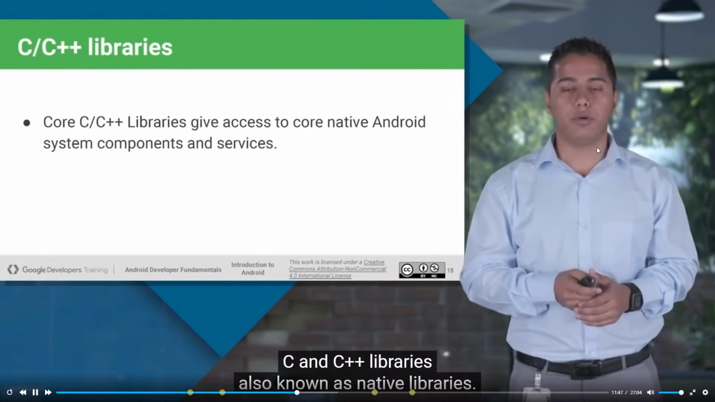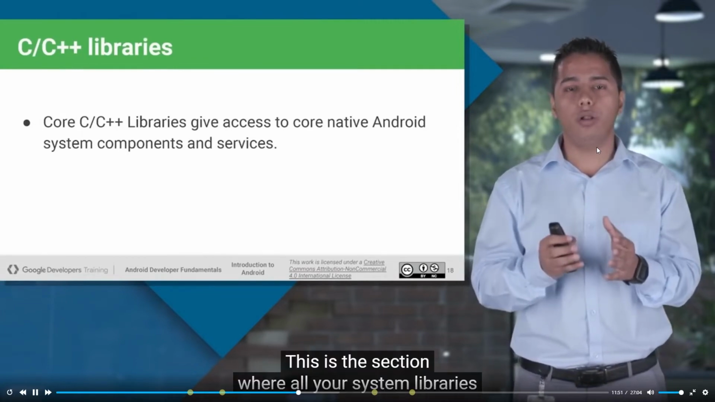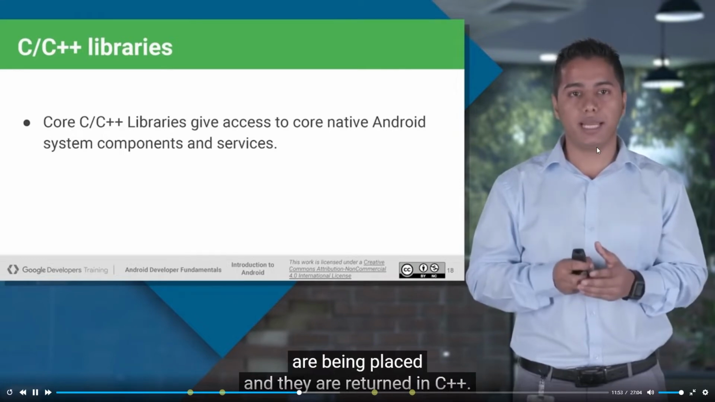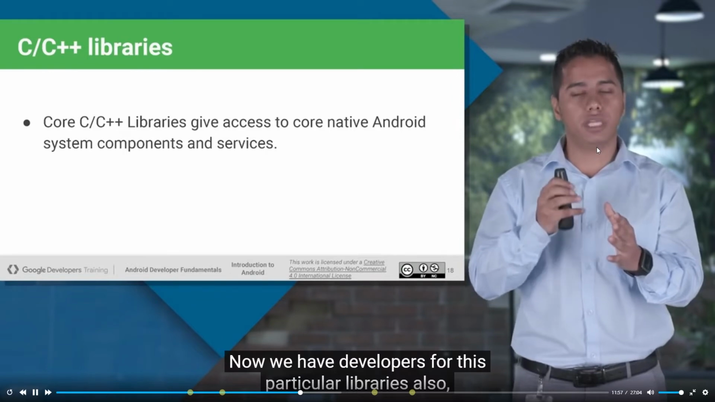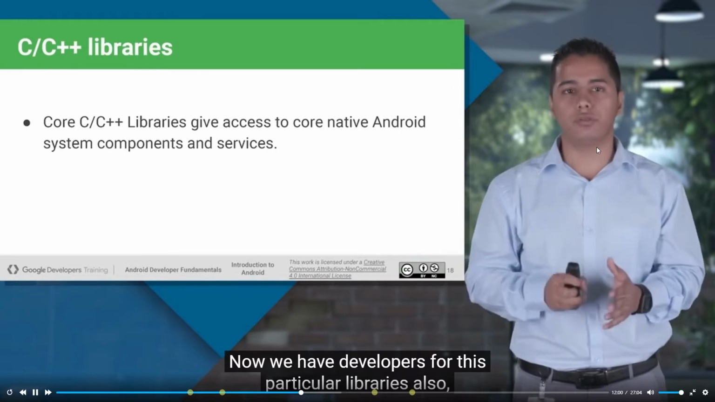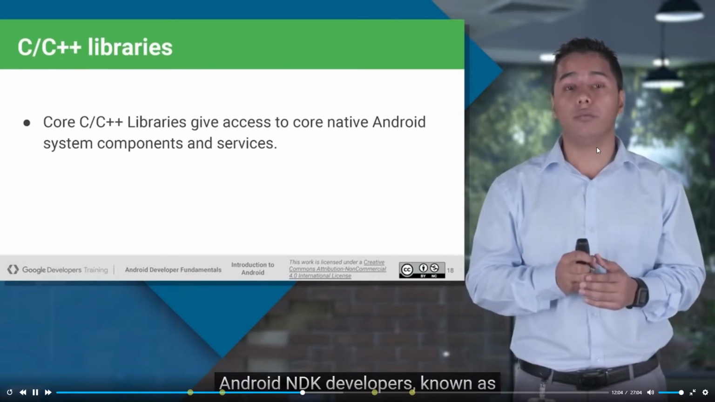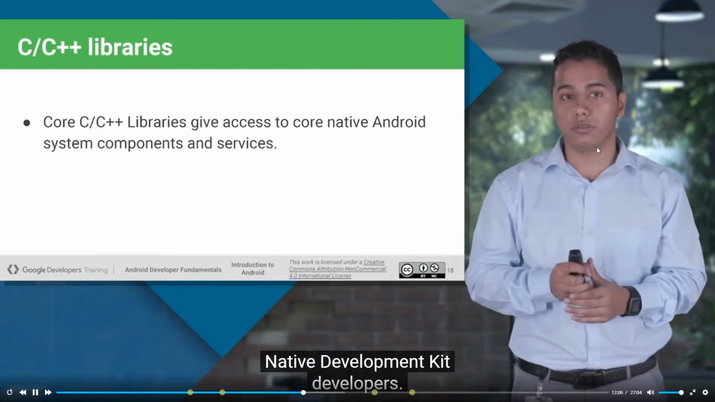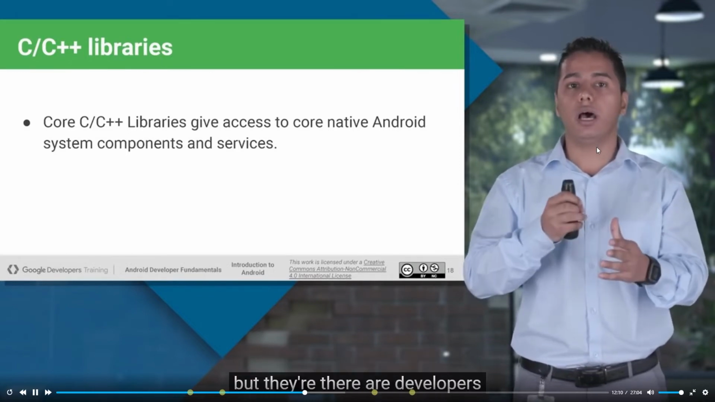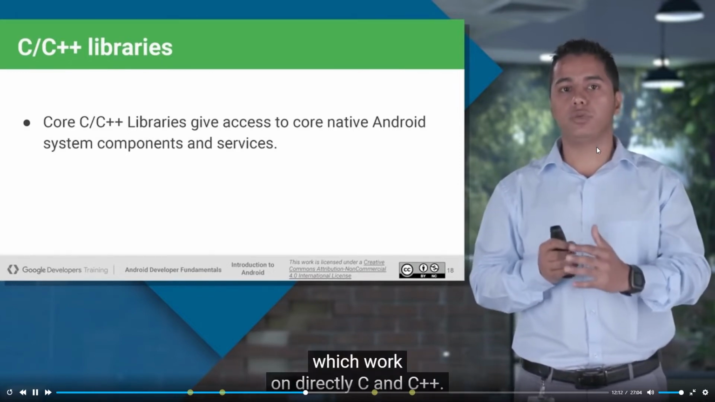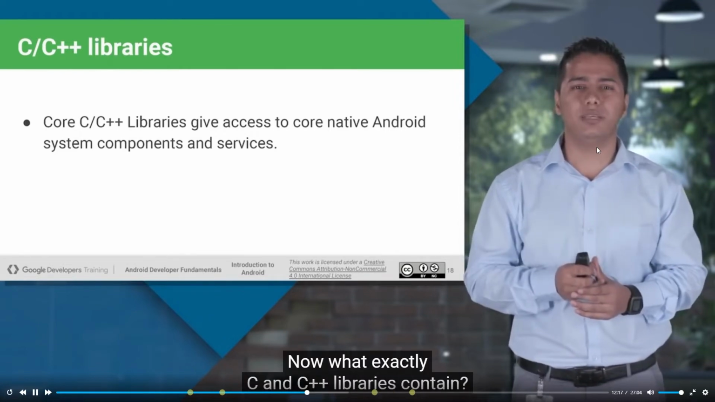C and C++ libraries are also known as native libraries. This is the section where all your system libraries are placed, and they are written in C and C++. We have developers for these libraries too, known as Android NDK developers, or native development kit developers. As for this course, we will be working as SDK developers, but there are developers who work directly in C and C++. Now, what exactly do the C and C++ libraries contain?